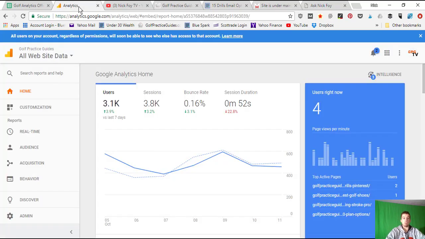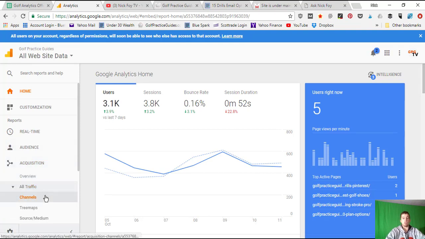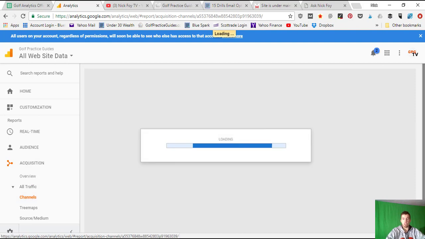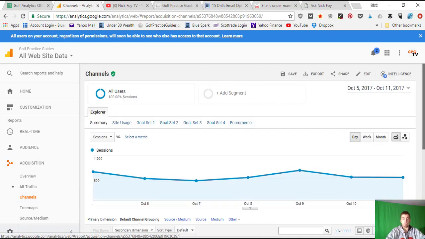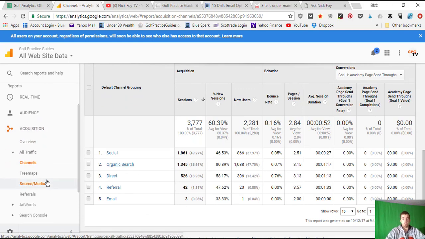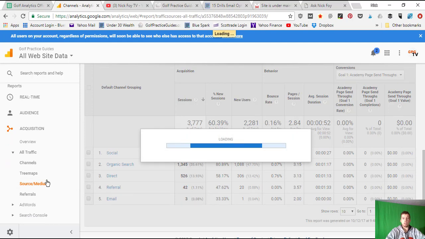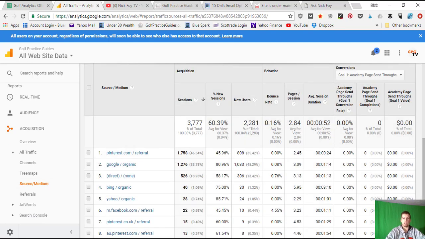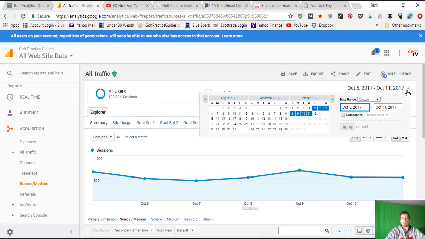So if I go in here to my analytics and I go to acquisition and I go to all traffic, I go to channels, it's going to show me that social media is absolutely killing it and it's beating out organic, which is Google. And then if I go into source right here in Google Analytics, it's going to show you that Pinterest is my leading traffic. So right now what we'll do is we'll take this back. I'll go ahead and show you real quick so you can see how much traffic Pinterest is.